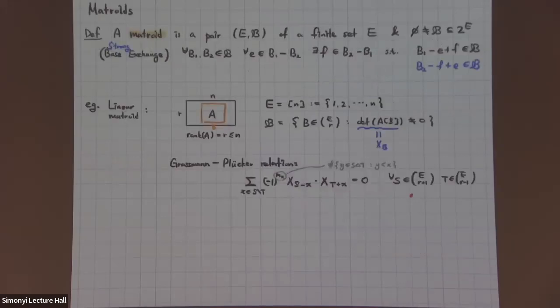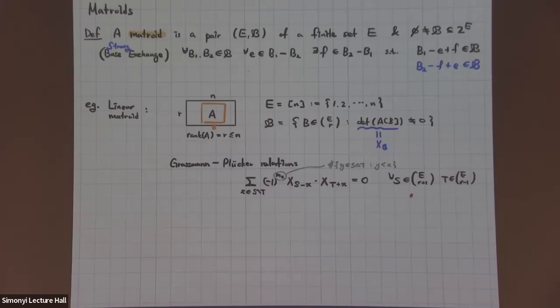Okay, so let's start. This is something everyone knows. A matroid is nothing but a pair of a finite set of elements and a collection of bases satisfying the basis exchange axiom. However, we also know that it satisfies the strong basis exchange axiom, which is described here. And this is quite related with the Grassmann-Plücker relation.